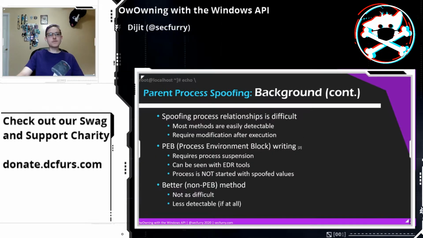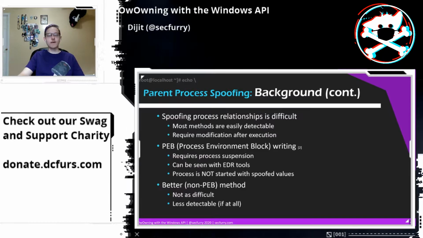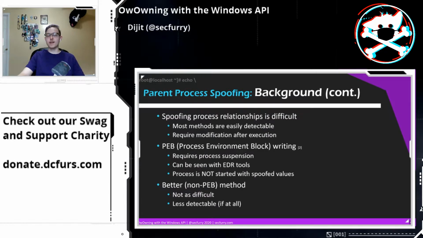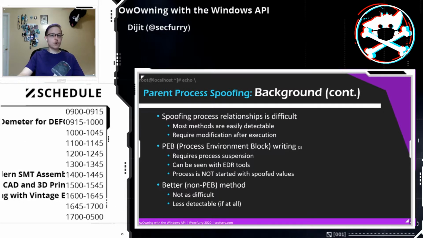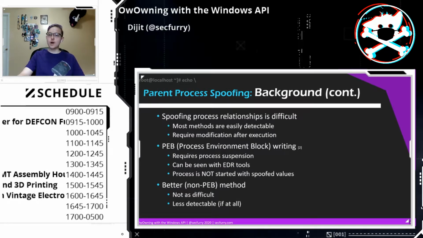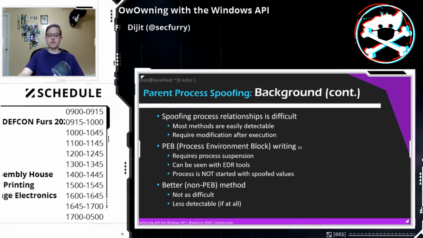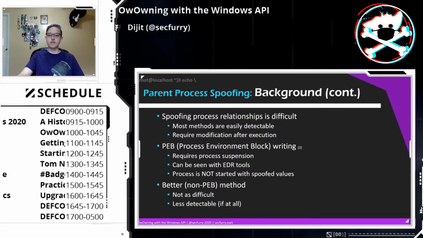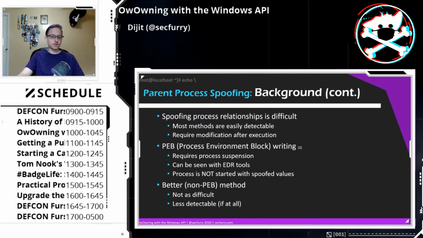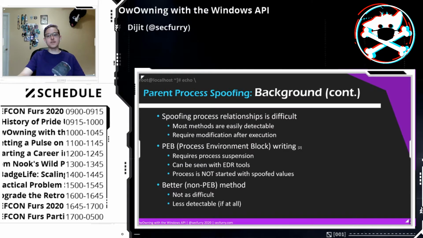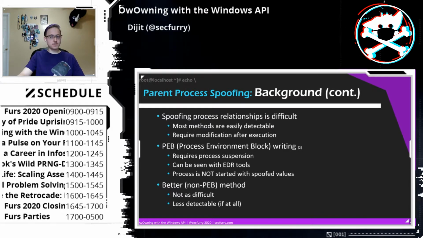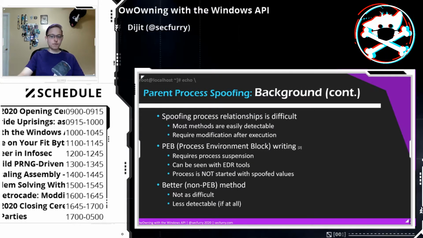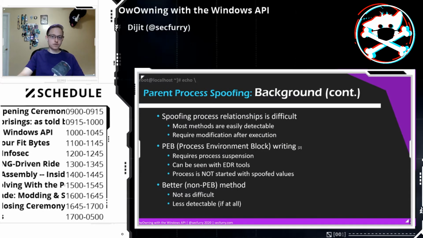There are many ways to actually spoof parent processes, but they are difficult and require some actions that can actually be detected. One of the more common spoofing methods involves overriding the PEB, or the process environment block. And this requires suspending and unsuspending, or resuming, the process, which can be flagged as suspicious, can be logged, and can get your actions blocked. The method I'm covering today does not involve any of these techniques, is less difficult to implement, and is actually much harder to detect.